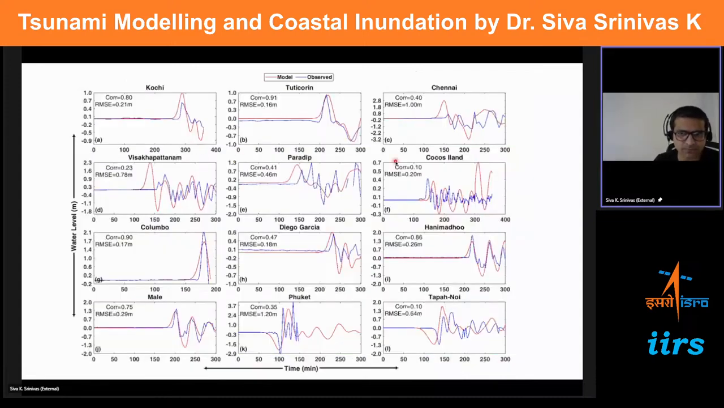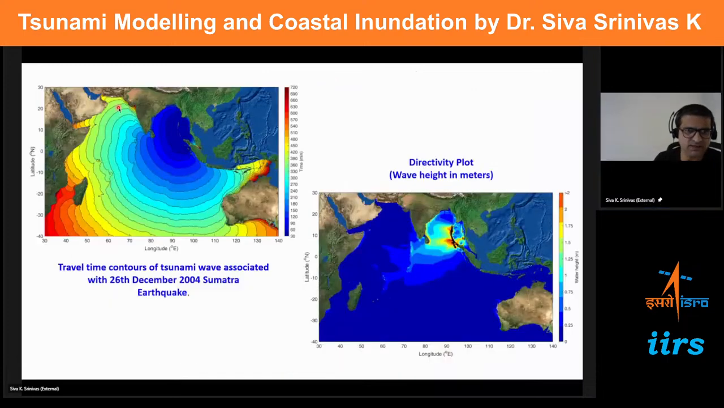Now, these are the wave heights of the numerical model compared with the observations. You can see RMSE and correlation at the top. There is a good match. So this is the travel time plot and a wave energy plot, which is the interesting thing.